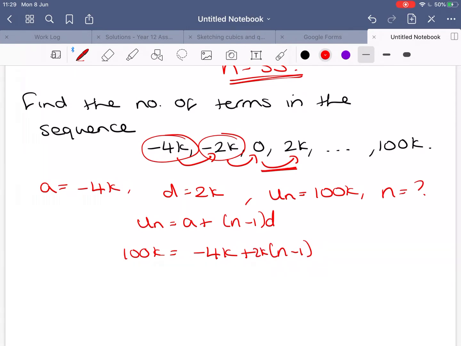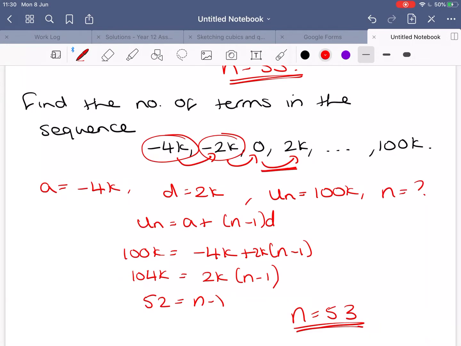And again, I'm going to put that 2k in front of the bracket rather than behind. So add 4k to both sides and I get 104k equals 2k times n minus 1. Divide both sides by 2k and I get 52 equals n minus 1. So the number of terms is 53.